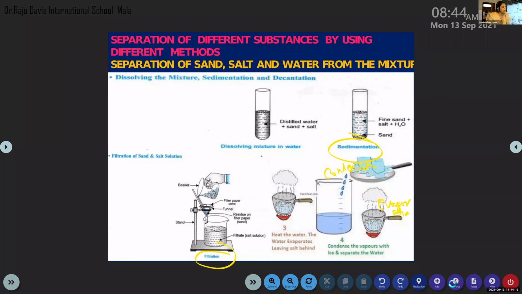Brightlin, can you give some examples of insoluble substances? Ma'am, chalk powder, chili powder, turmeric powder. Okay, fine. Thank you, Brightlin.